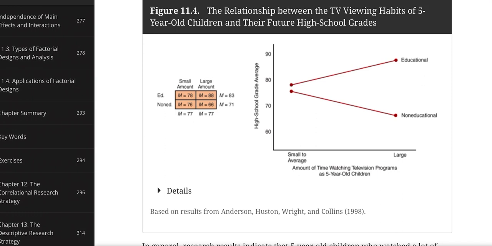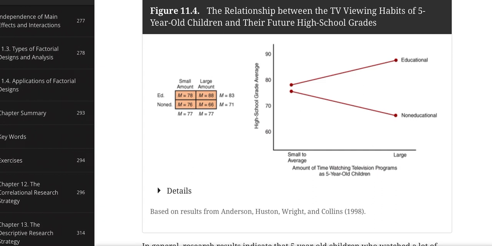But if you look at the graph, you obviously see that they are heading towards each other. So they are not parallel. So there is an interaction. And you can also look at the matrix and see that the size and direction of the differences of the cells does not match the overall means and is not consistent from column to column or from row to row. And because of that, there's an interaction as well.